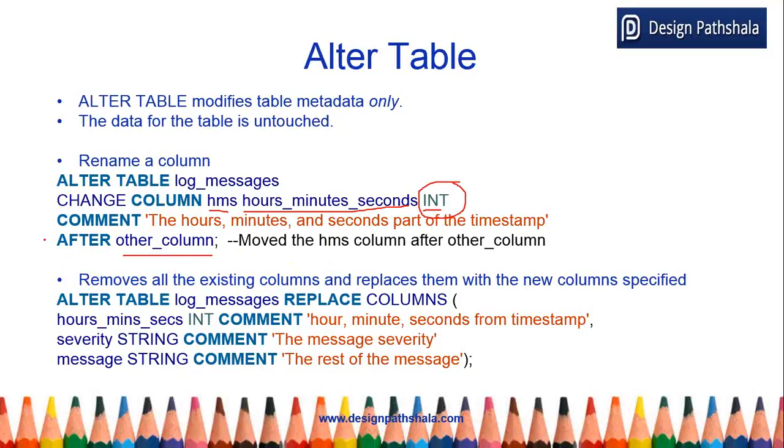And here I am altering this column. I'm moving it after some other column. So it's my responsibility that the data in the file for this column is lying after this column. Hive will never give you an error. It will just read the data from the file corresponding to the metadata.